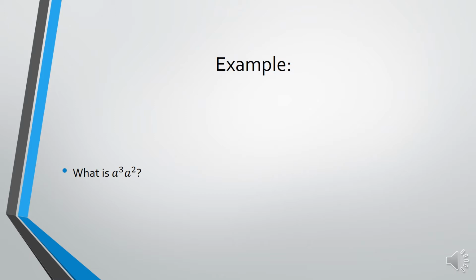So I'm looking at what is a cubed times a squared. Well, I'm going to just write out what this means. So a cubed means a times a times a. So that is my a cubed. I'm multiplying this by a squared. A squared is a times a. And what I've just written down is a being multiplied by itself 5 times. So this is really a to the 5th. So what we had here was that a cubed times a squared was a to the 5th.